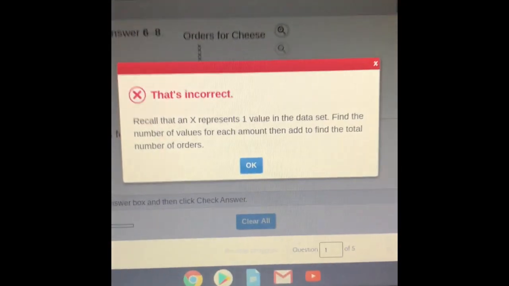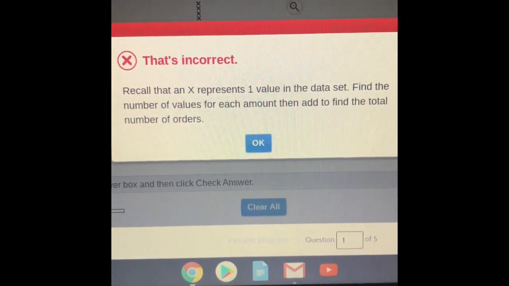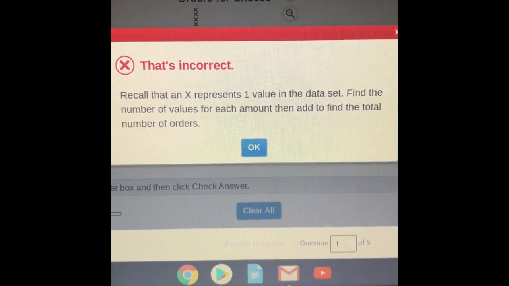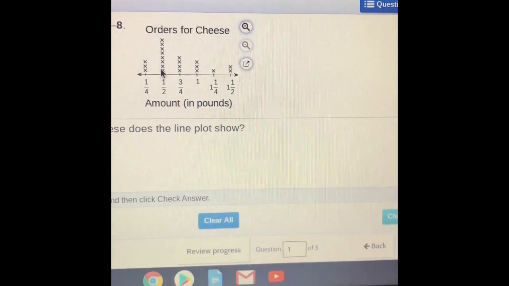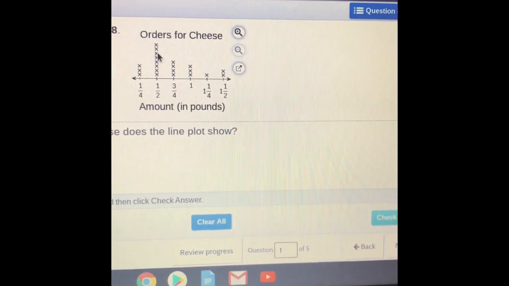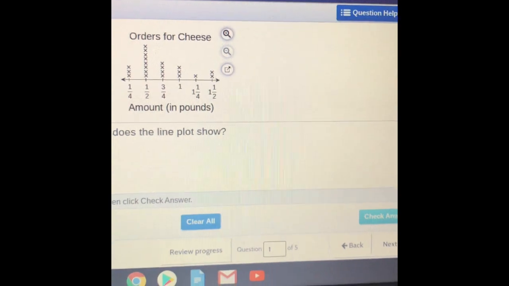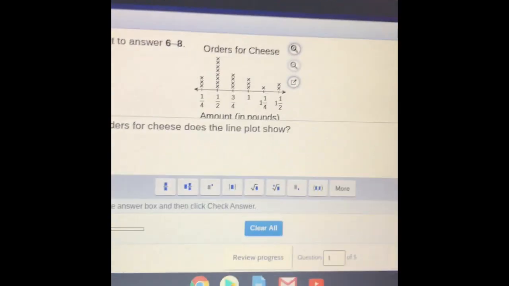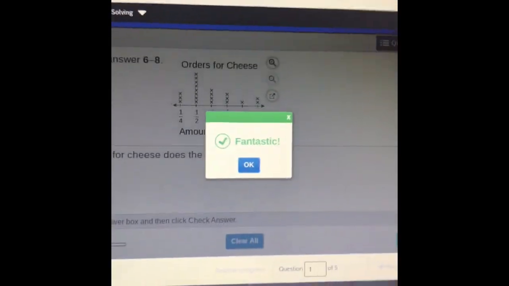Because that's incorrect. Recall that X represents 1 value in the data set. Find the number of values for the amount, then add to the total. Okay, so you're just counting all the X's. So that's 3, 4, 5, 6, 7, 8, 9, 10, 11, 12, 13, 14, 15, 16, 17, 18, 19. I think it's 21. I could be wrong. I counted those very quickly. Okay, fantastic.